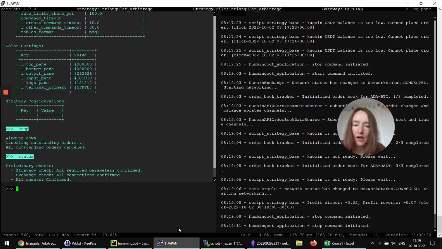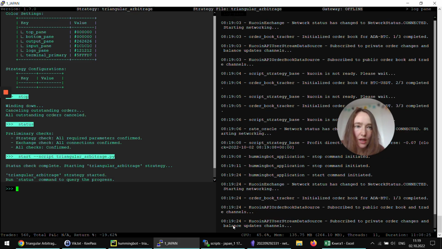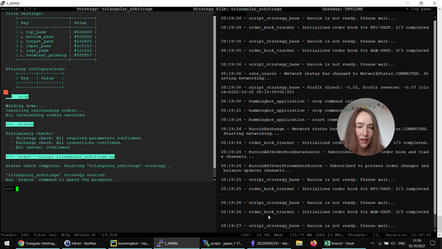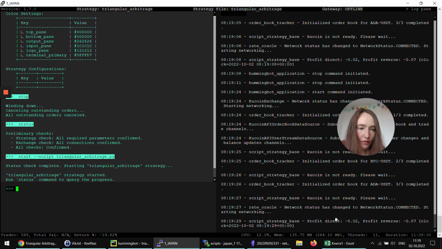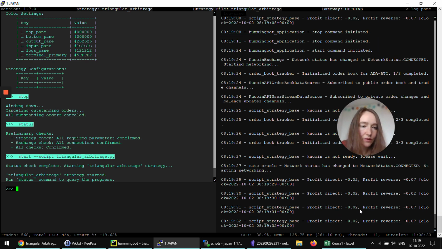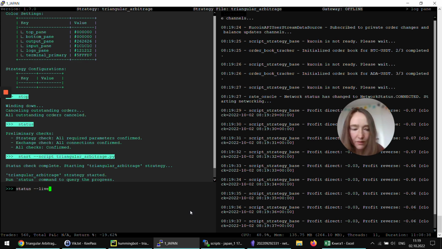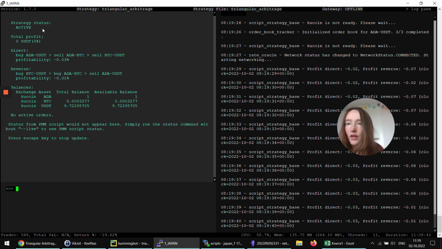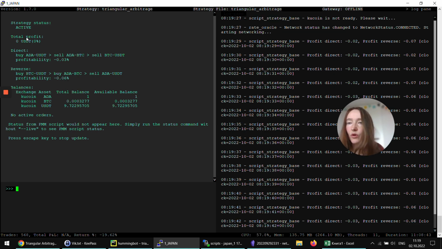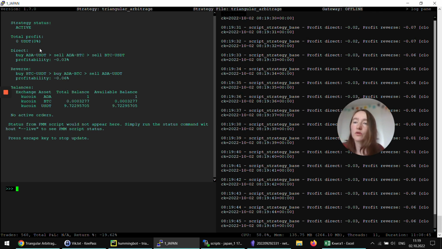Let me show next how the script works in real time. We just start the script, and after some seconds you see that the profitability is calculated. It's negative. It will be negative in most cases. Let me show what the status live command shows. It shows the current status and the total profit after all trades. It also shows the order flow for direct and reverse directions, how the orders will be created. It also shows the current balances and the current orders.